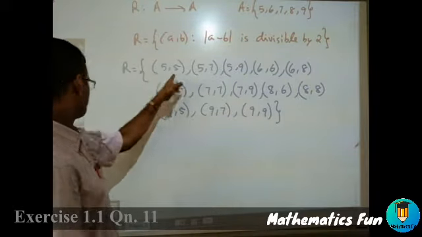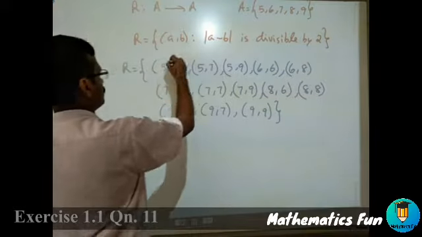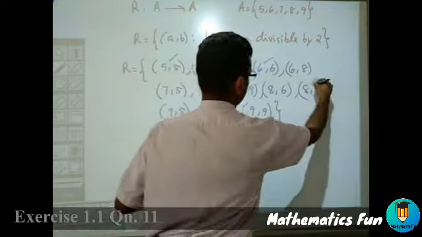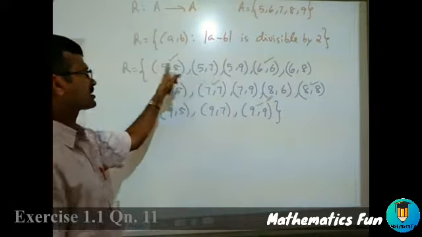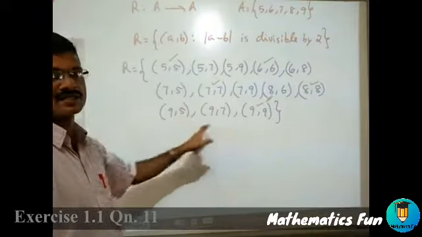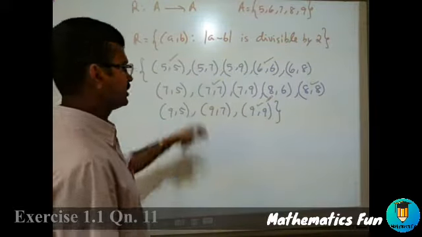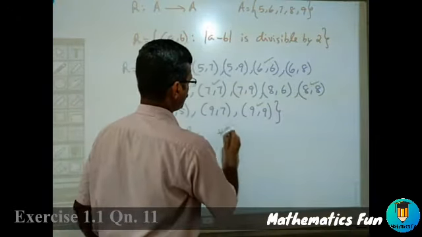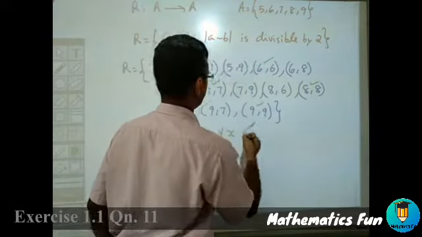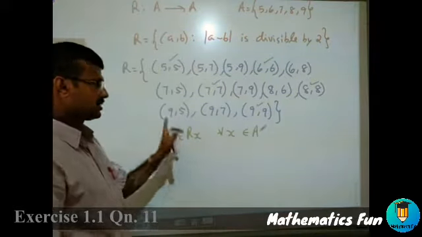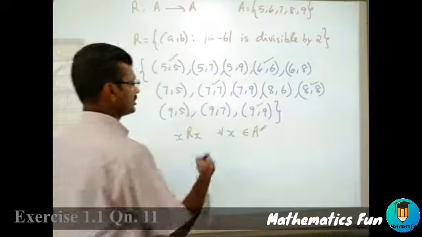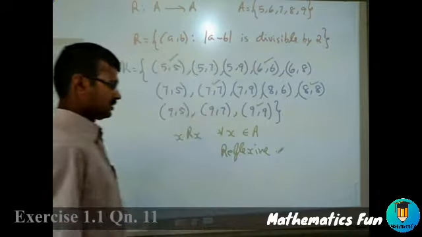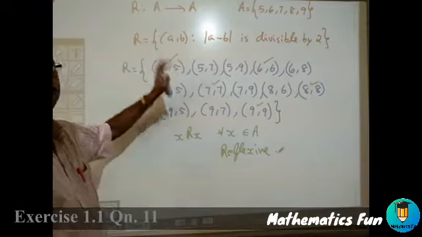You can see here 5, 5, 6, 6, 7, 7, 8, 8, 9, 9. It is just like x related with x. So therefore the relation is reflexive. We can say that x is related with x for all x belonging to the set A. Therefore the relation is reflexive.